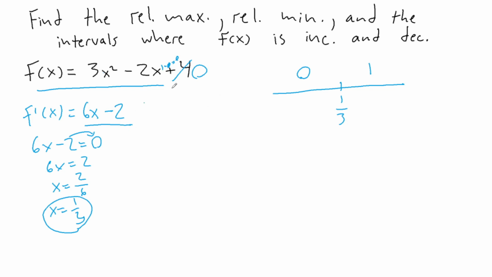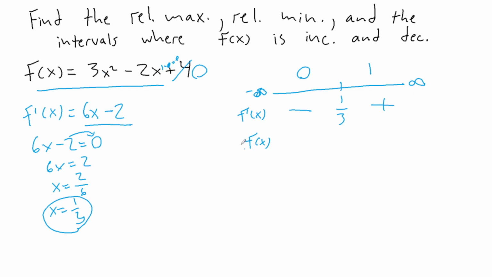When x is equal to 0, we have 6 times 0 minus 2, so this is negative 2, but it doesn't matter that it's negative 2, all that matters is that it's negative. And if we plug in 1, we get 6 times 1 minus 2, which is 6 minus 2, which is 4, which is positive. So here it's going to be positive. This is f prime of x, and down here we'll do f of x. This is negative infinity, and this is positive infinity.